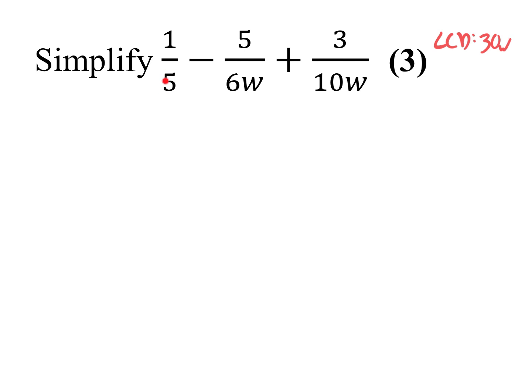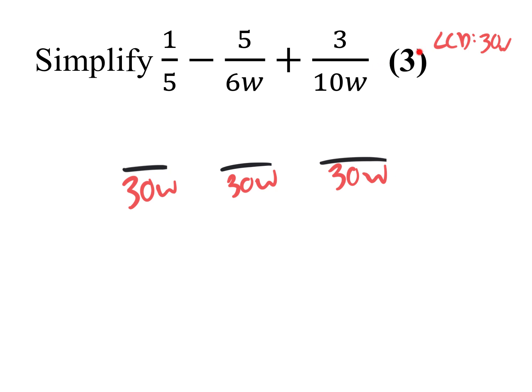Okay. 5 could be changed to a 30W, 6W could be changed to a 30W, and 10W could be changed to a 30W. Okay. So what we're going to do is rewrite all three fractions, but with that LCD of 30W, 30W, 30W. You need to do this to be able to add or subtract fractions. Now, if it were an equation, like if you had equals 5 or equals 0, then you could get rid of fractions by multiplying everything by the denominator of the fraction you want to get rid of. But right here, this is not an equation. You actually need to think about the LCD, change all of your denominators to that LCD.